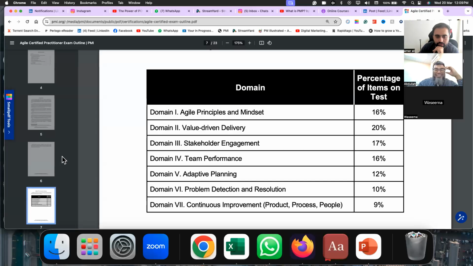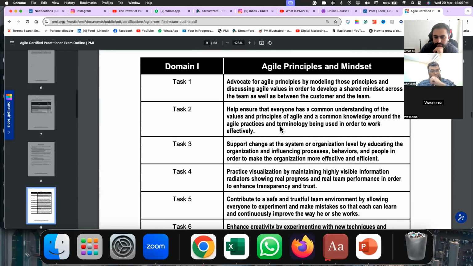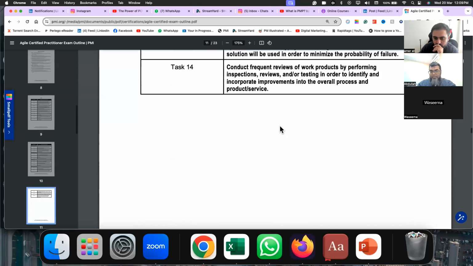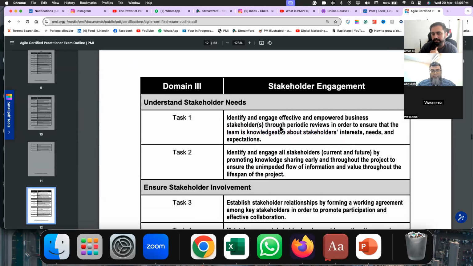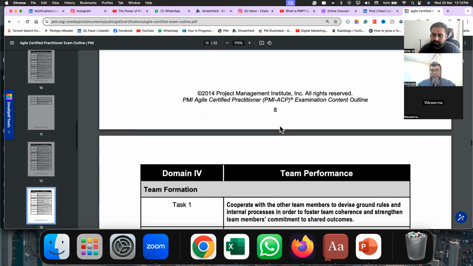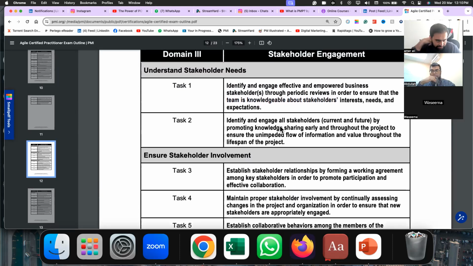Okay. So we discussed two domains last time. Now let's go for the third domain. The third domain is basically stakeholder engagement. You understand the requirement of the stakeholders, you ensure that the stakeholders are involved, you manage their expectations. So it's all about stakeholder engagement. We know that the entire thing is always about stakeholder engagement.